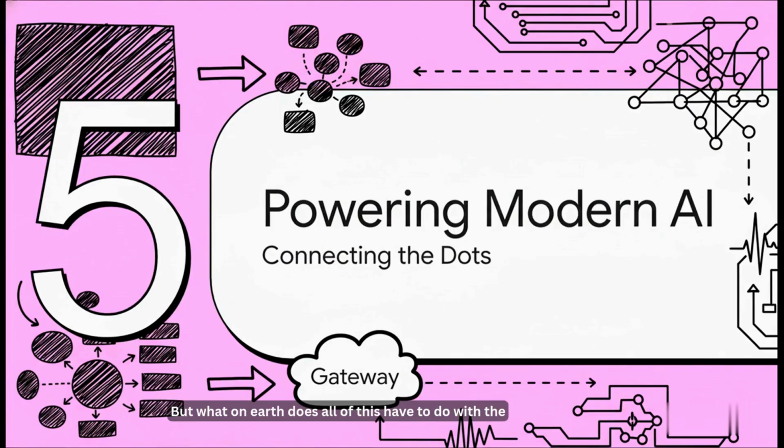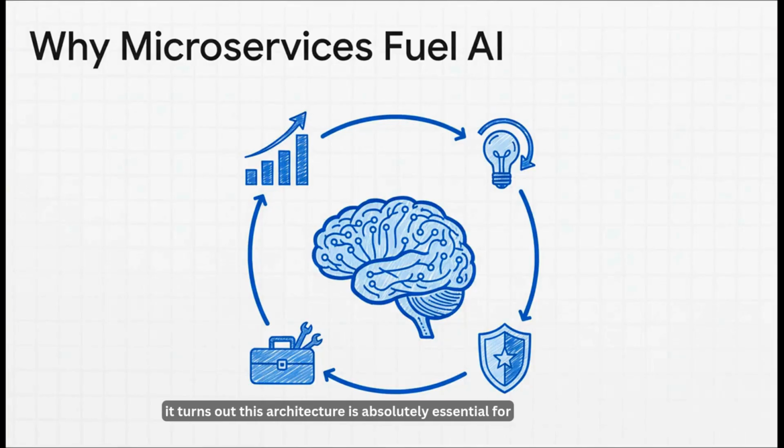So, we've gone on this whole journey, from the simple monolith to this sophisticated system of microservices and gateways. But what on earth does all of this have to do with the most exciting field in tech today, artificial intelligence? Well, it turns out this architecture is absolutely essential for AI.